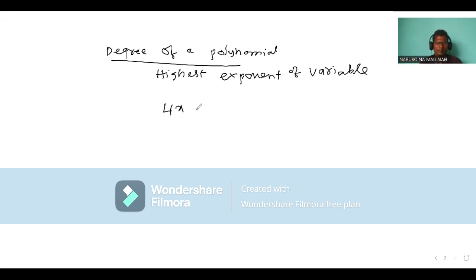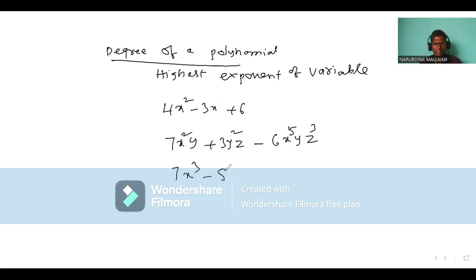See here: 4x square minus 3x plus 6. 7x square y plus 3y square z minus 6x to the power of 5 y z cube. Now I am writing here 7x cube minus 8x to the power of 4 plus 7x to the power of 9. 3x minus 5.